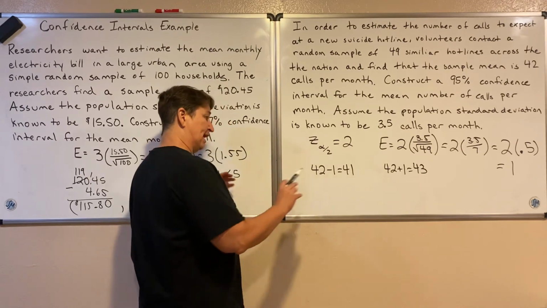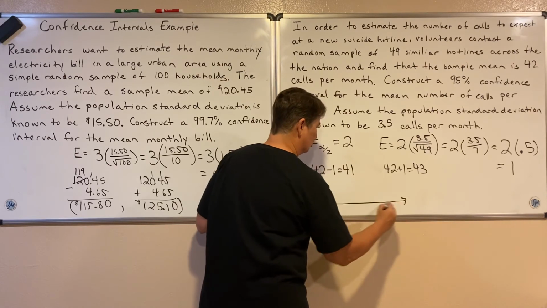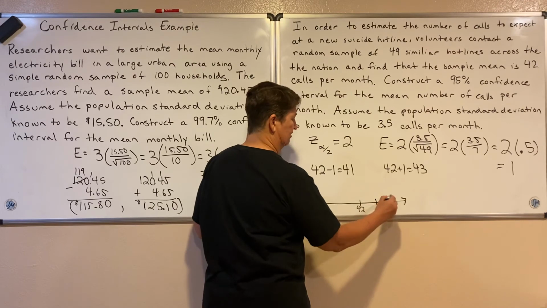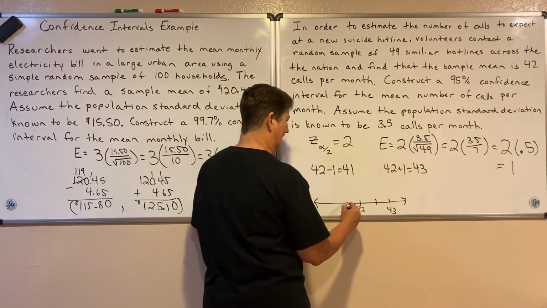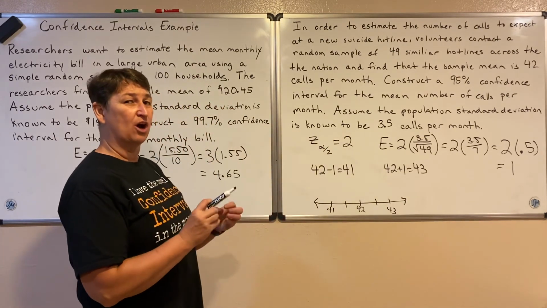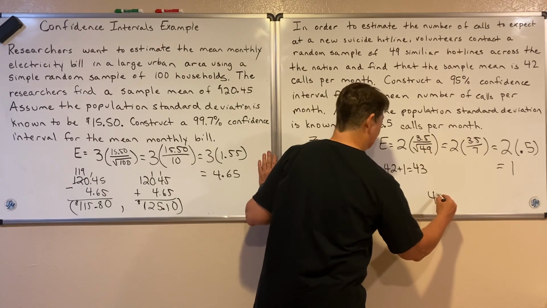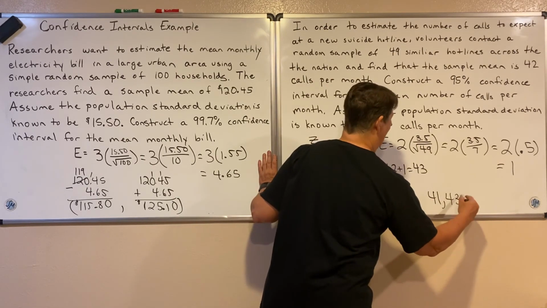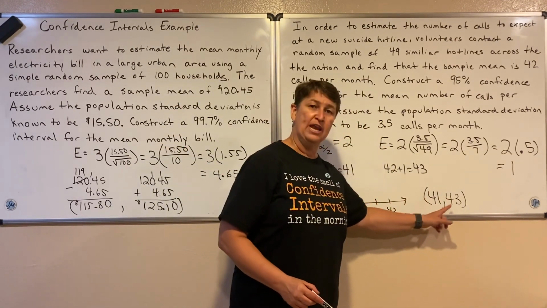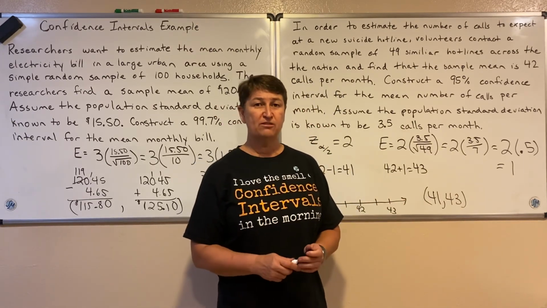So think about that sampling distribution. That mean is part of a sampling distribution. And I know out 2 standard deviations is out here to 43. Back 2 standard deviations is 41. With 95% confidence level, I can say that the parameter, the population average number of calls that we get, is between 41 and 43.